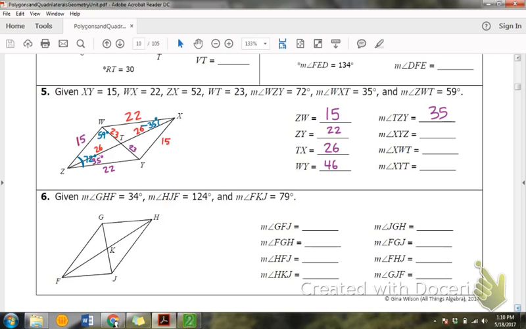So X, Y, Z. How are we going to find X, Y, Z? Anybody have any idea? That's this angle right here. How are we going to find X, Y, Z? What do we know about these two right here? They're equal to 180, right? And didn't they tell us that this one is 72? So 180 minus 72.